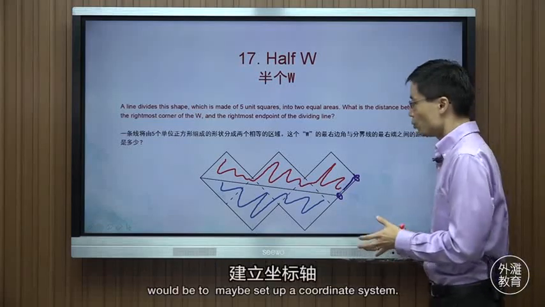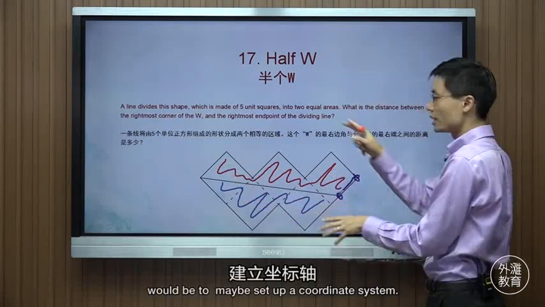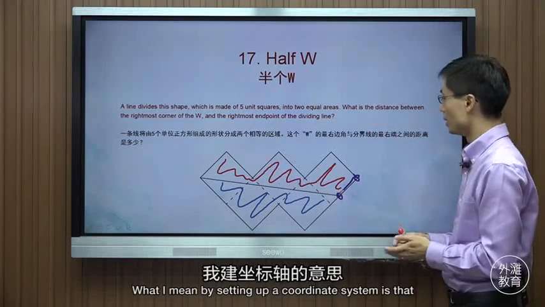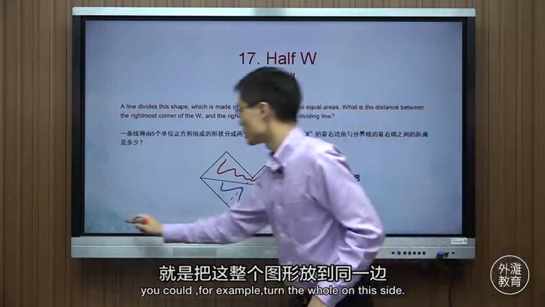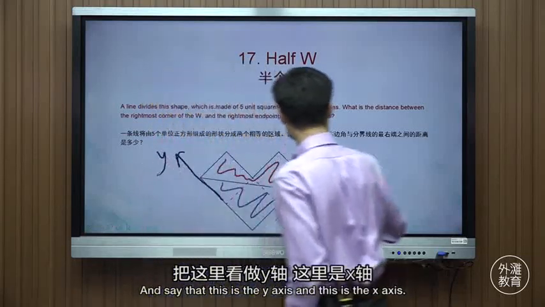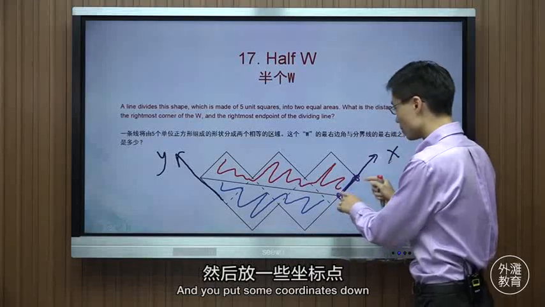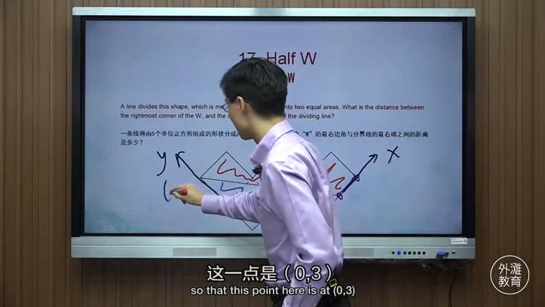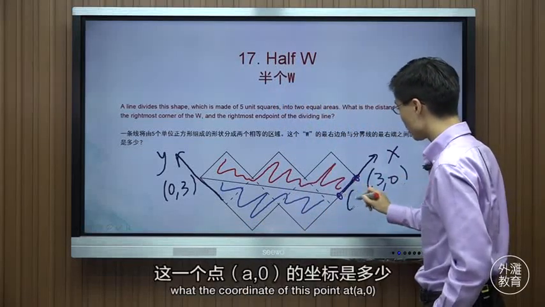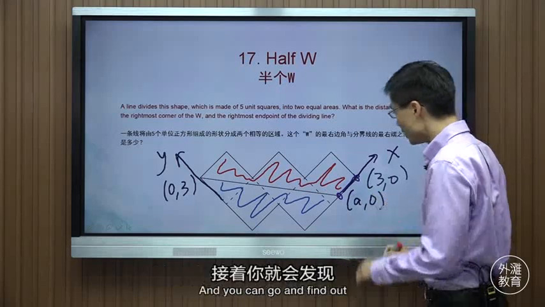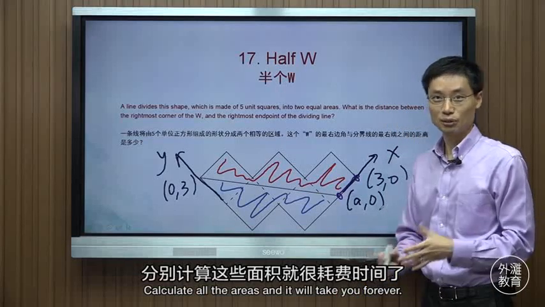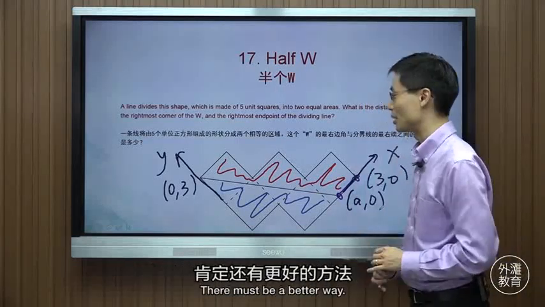One way to do this would be to maybe set up a coordinate system and count all of these areas. What I mean is that you could turn the whole thing on its side and say that this is the y-axis and this is the x-axis, and you put some coordinates down so that this point here is at 0, 3, and this point here is at 3, 0, and then you want to know what the coordinates of this point are, a, 0. Then you can go and find out every one of these intersections, calculate all the areas, and it will take you forever. So let's not do that. There must be a better way.